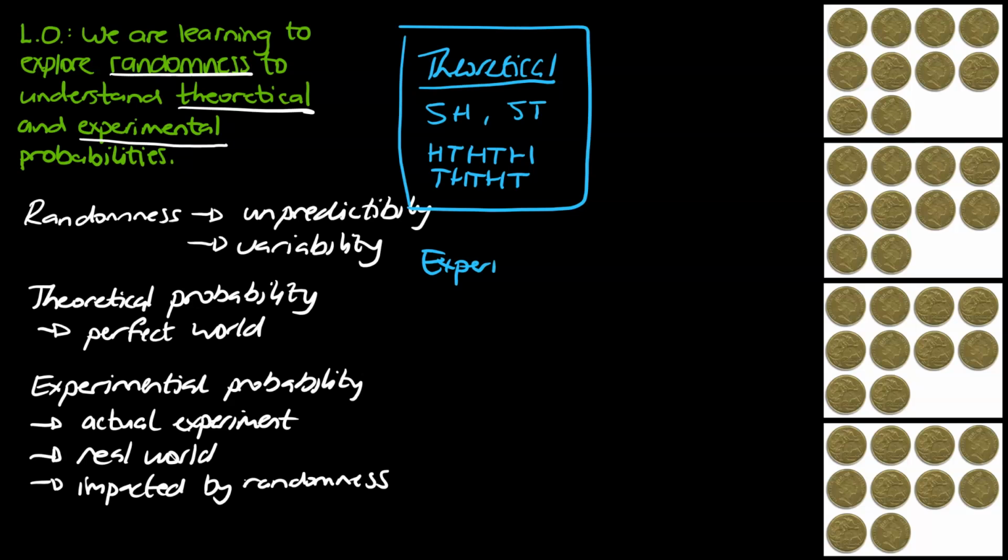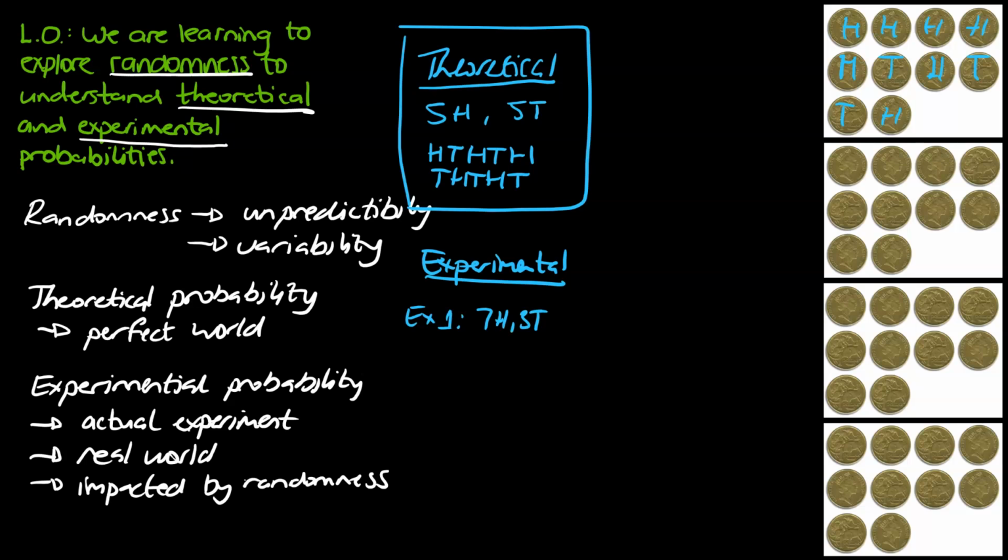But let's actually have a look at some experiments. In the real world, did it actually look anything like what we expected based on our theoretical probability of 0.5? So let's have a look at experiment one. We've got heads, heads, heads, heads, heads, tails, heads, tails, tails, and then heads. So in that one, we had 7 heads and 3 tails.